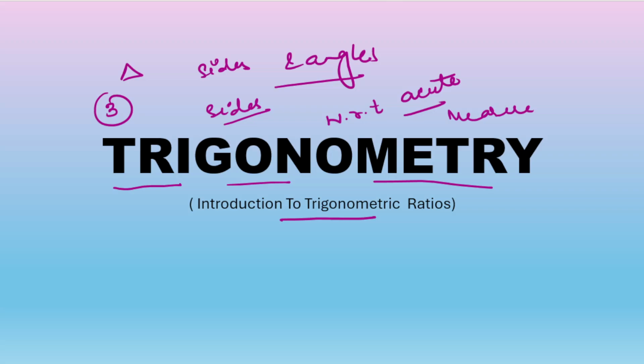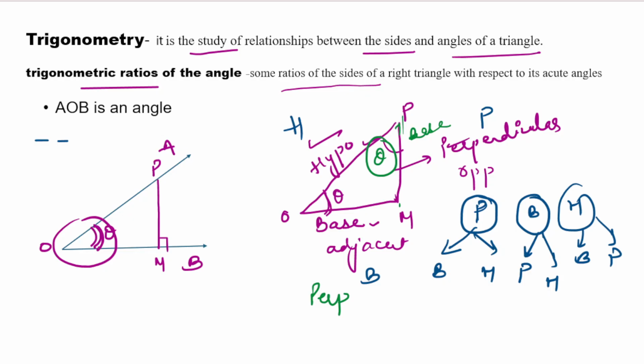So from here it is clear that since we have right angle triangles, we can use hypotenuse, perpendicular and base. And with respect to theta, perpendicular and base change according to which theta we have chosen.